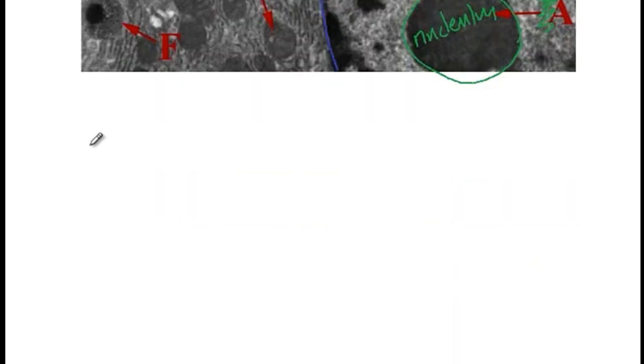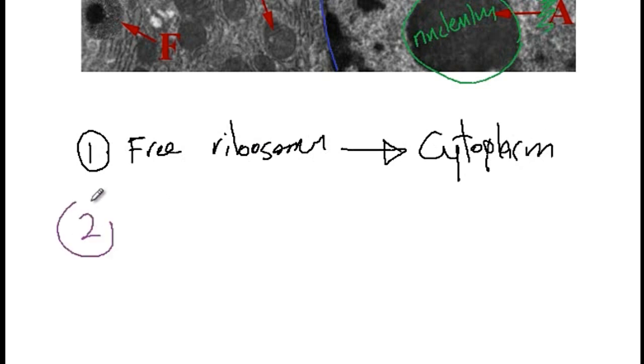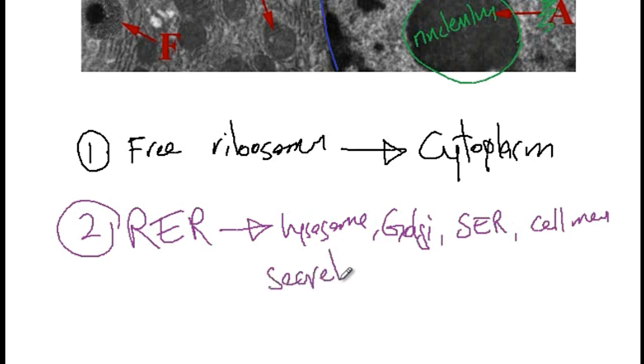One is the free ribosomes, and the proteins that are produced by free ribosomes will remain in the cytoplasm. And then two, we have ribosomes that are attached to rough endoplasmic reticulum, and proteins that are made by rough endoplasmic reticulum are destined for lysosome, Golgi, smooth endoplasmic reticulum, cell membrane, as well as secretion.